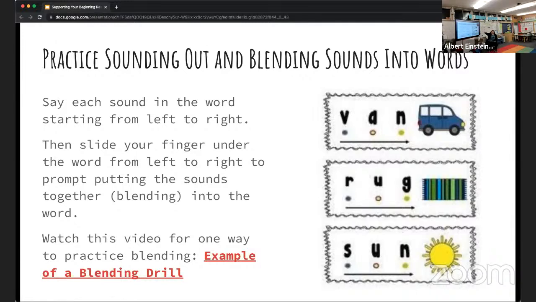Really practicing sliding your finger underneath, or having them slide their finger underneath, that directionality is really important. A lot of them don't really have a strong sense of directionality. So being able to consistently start at the left, swoop to the right, start at the left, swoop to the right helps them a lot. There's a video linked here where you can watch an example of a teacher practicing this with a child, so that if you wanted to try to do that at home, you have something you can reference.